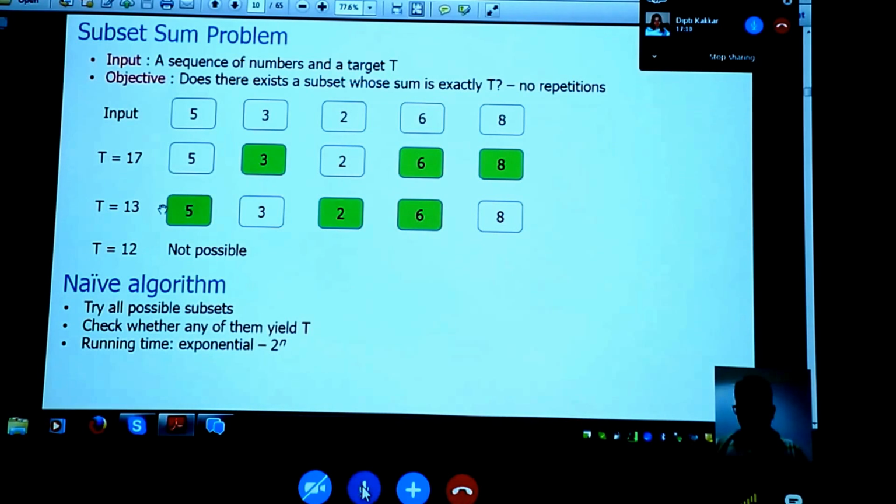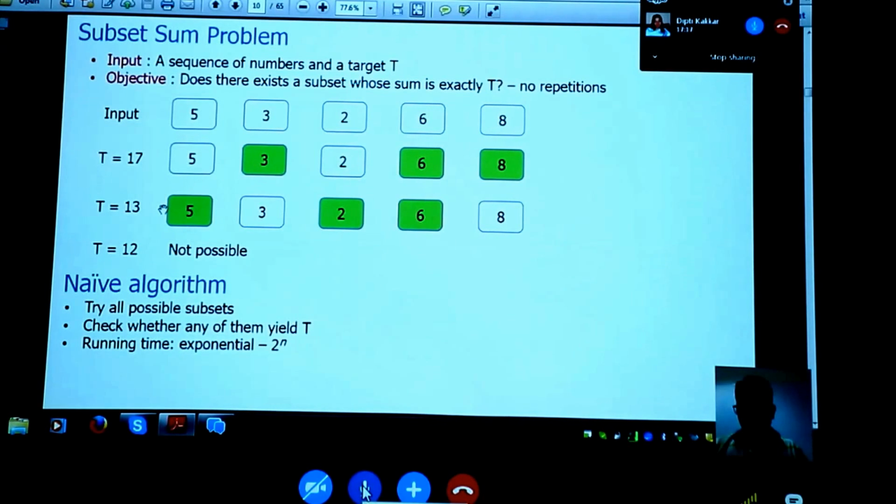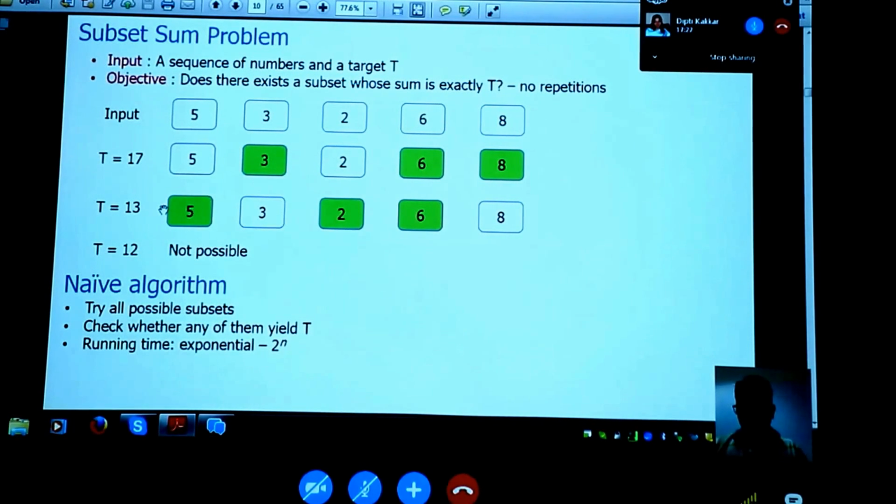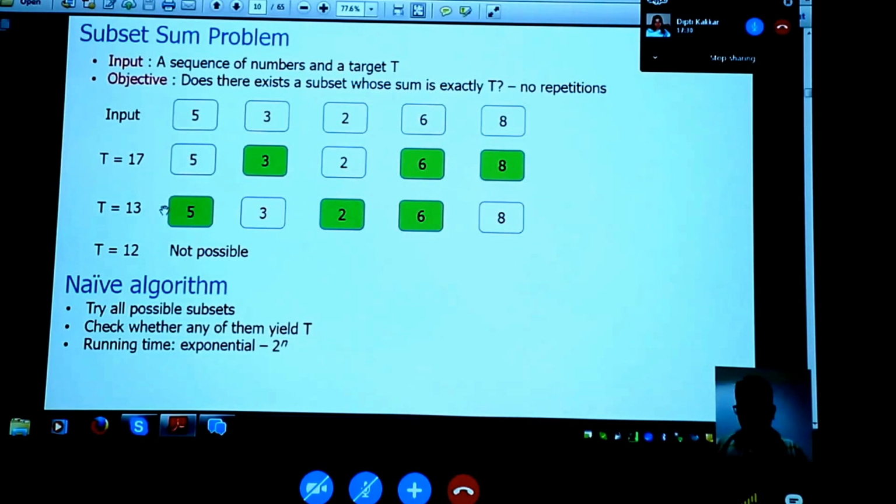Okay. So now, what is a naive algorithm for this? What is the straightforward way of doing this? What you can do is you can try all possible subsets, right? Take this input and try all possible combinations, all subsets, and see whether any one of them gives rise to this number target or not.